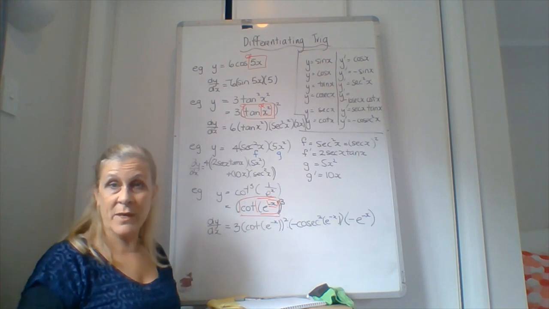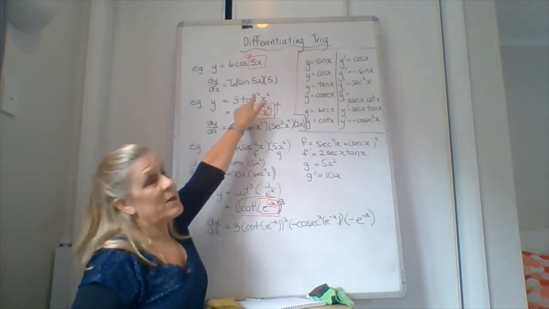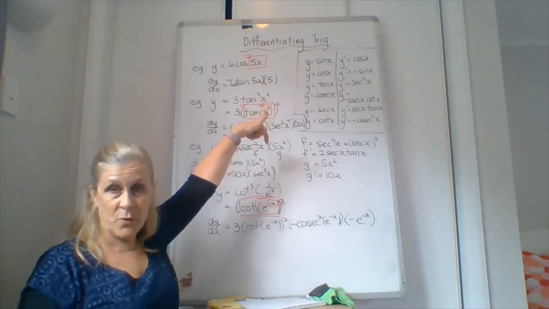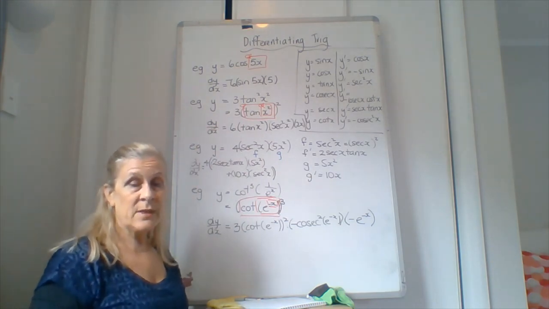So hopefully you'll be able to do those ones pretty straightforward. Watch for these squares, all right? You can't differentiate anything squared. You don't have a formula for it, so you need to change it first of all into one of those.